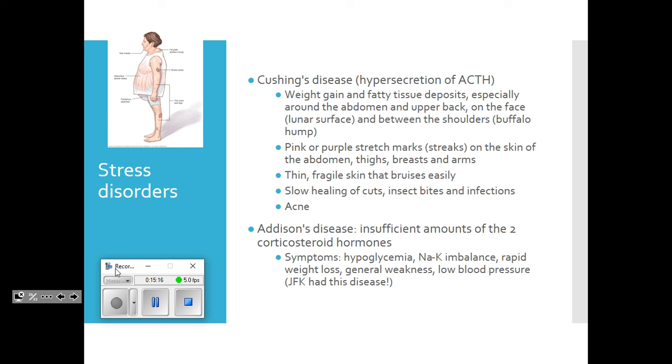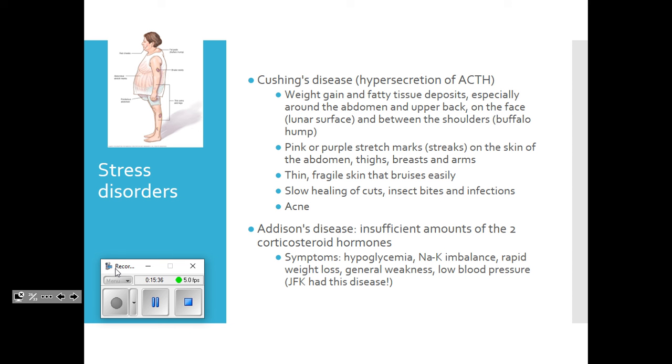If I think about the sugar portion of things, that can help explain this fatty tissue deposit and weight, because now we have way too much blood sugar circulating around in a person, can't possibly use all of that. Now, Cushing's disease is hypersecretion of ACTH.